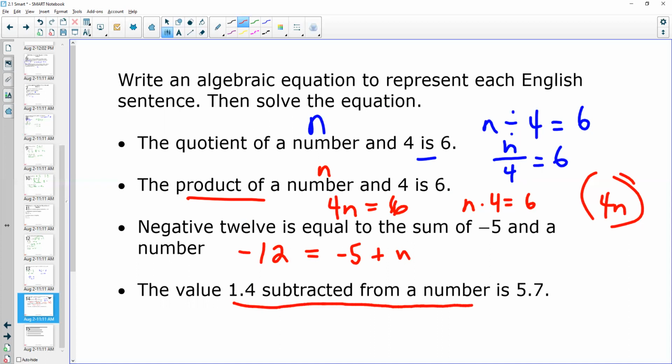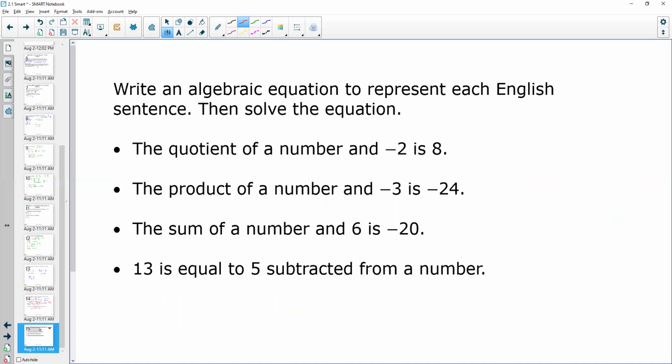The time you're going to have to really pay attention is subtraction, right? If I say to you, I have $100, you subtracted $37 from my $100. I wouldn't do 37 minus 100, right? I'd do 100 minus 37. So typically we write subtractions in the opposite direction we read them. So the value of 1.4 is subtracted from a number. So n minus 1.4 is 5.7. All right, here's the next screen.